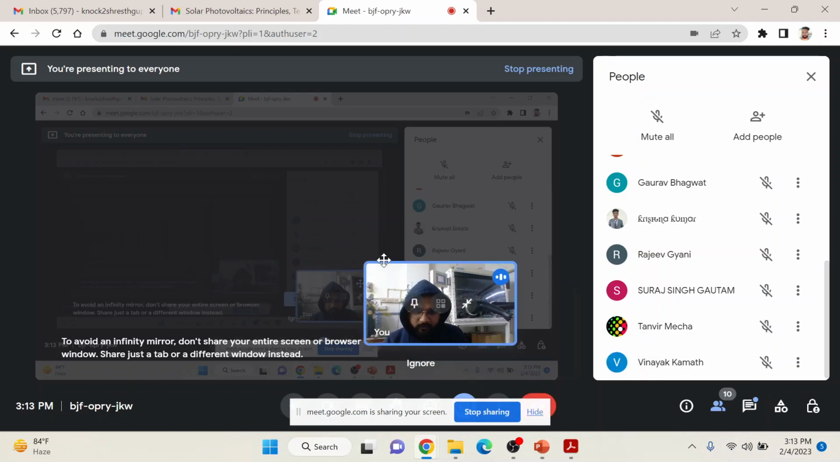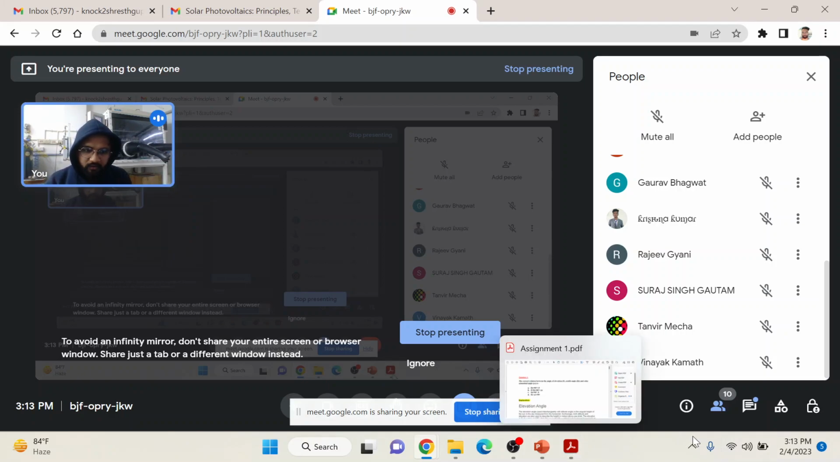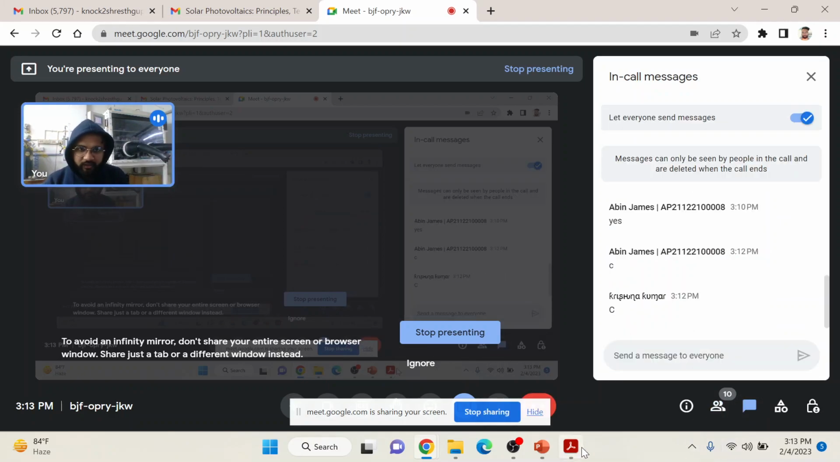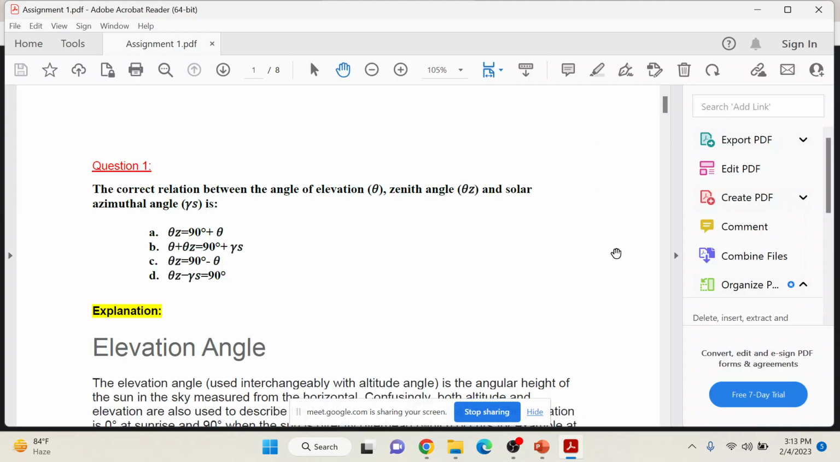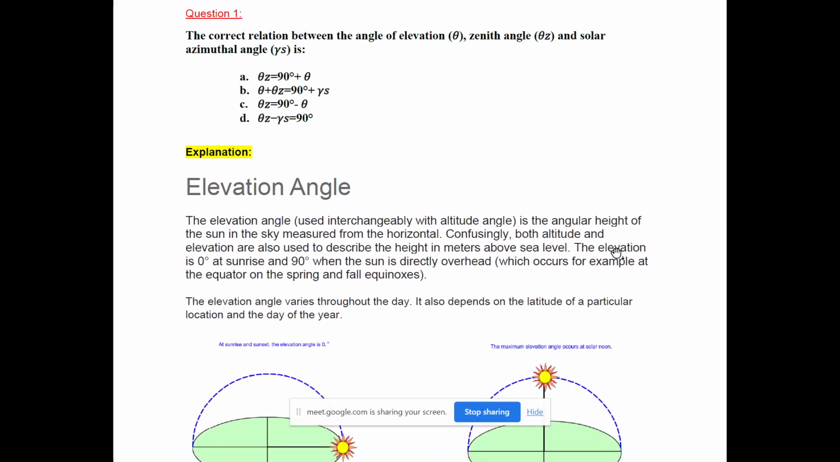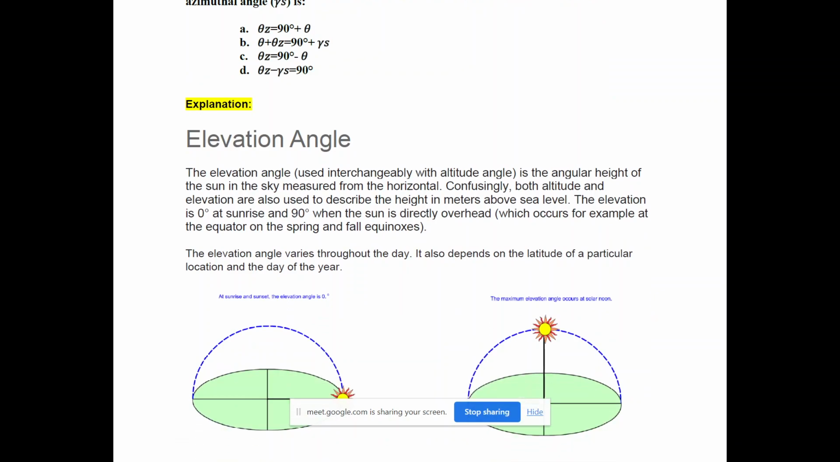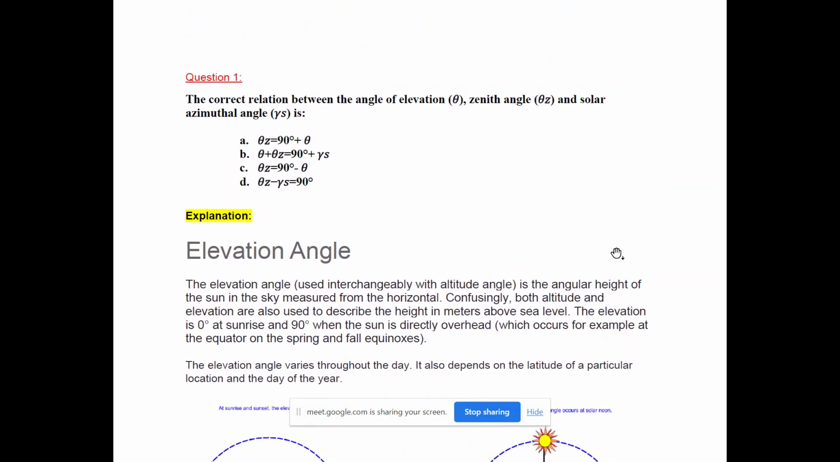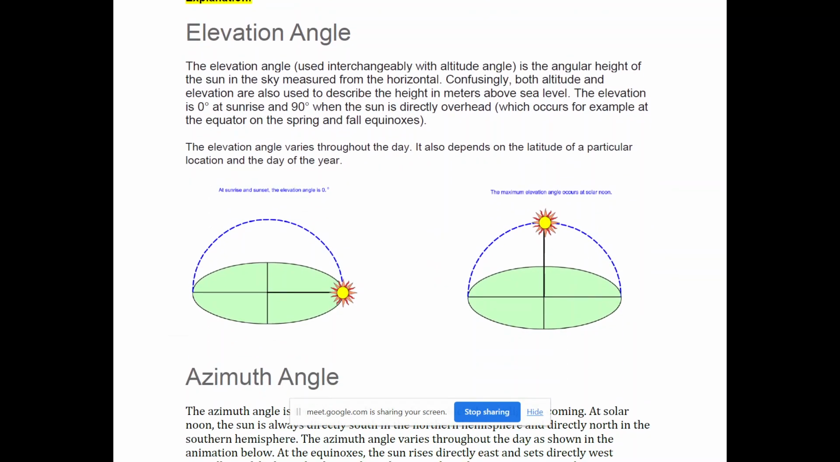Okay, so the right answer is actually C. And if some of you have missed the class, let me show you the solution. So basically, with definitions, I'm talking about three things: the angle of elevation, the zenith angle, and the solar azimuthal angle. So what is an elevation angle? The elevation angle, also used interchangeably as altitude angle, is the angular height of the sun in the sky measured from the horizontal.